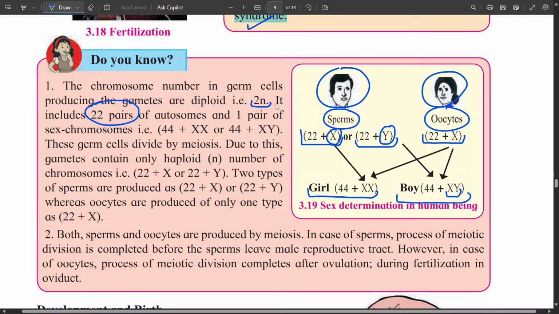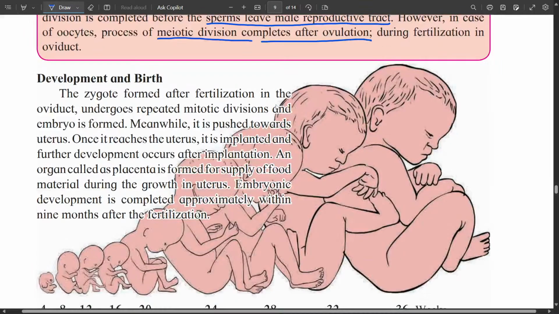Both sperms and oocytes are produced by meiosis. In case of sperms, the process of meiotic division is completed before the sperm leave the male reproductive tract. In case of the oocyte, the process of meiotic division completes after ovulation, that is during fertilization in the oviduct.